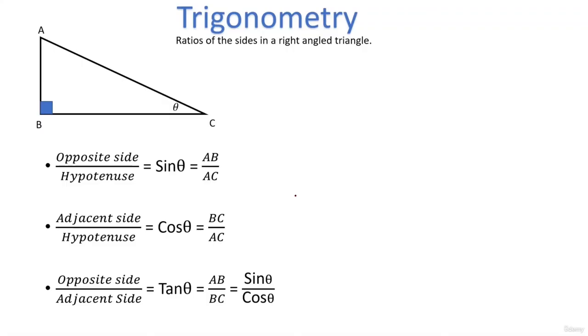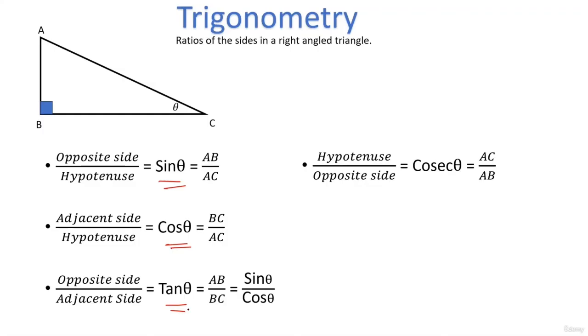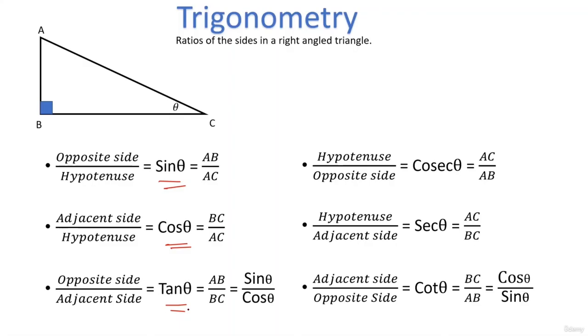Whatever we have discussed so far, sin theta, cos theta and tan theta, we can take reciprocals of all three. For sin theta, the reciprocal will be hypotenuse divided by opposite side. For cos theta, it will be hypotenuse divided by adjacent side. And for tan theta, the reciprocal will be adjacent side divided by the opposite side. These three ratios are called cosec theta, for the reciprocal of sin theta, hypotenuse upon opposite side; sec theta for the reciprocal of cos, hypotenuse divided by adjacent side; and for the reciprocal of tan theta, we have cot theta, which is adjacent side divided by the opposite side.